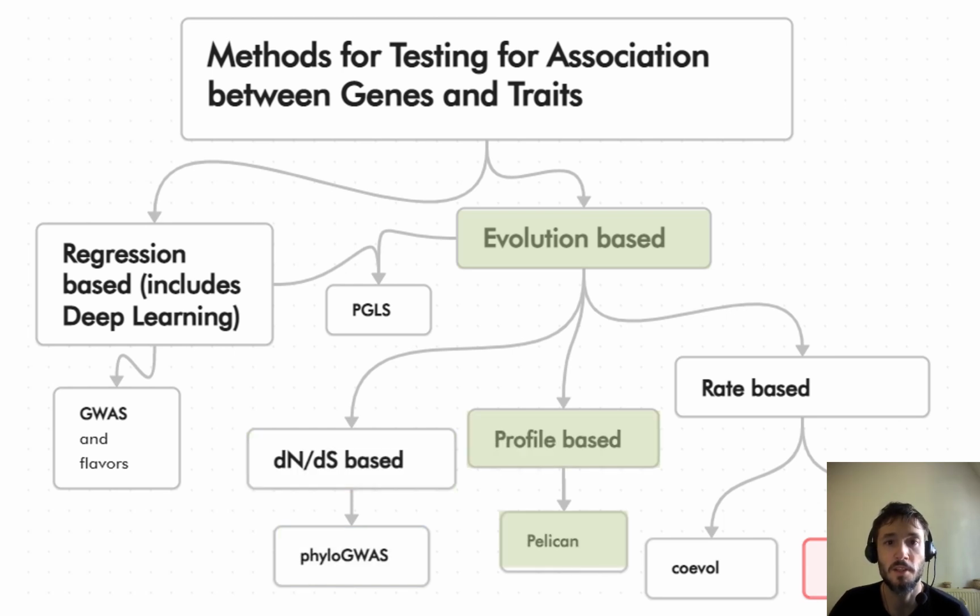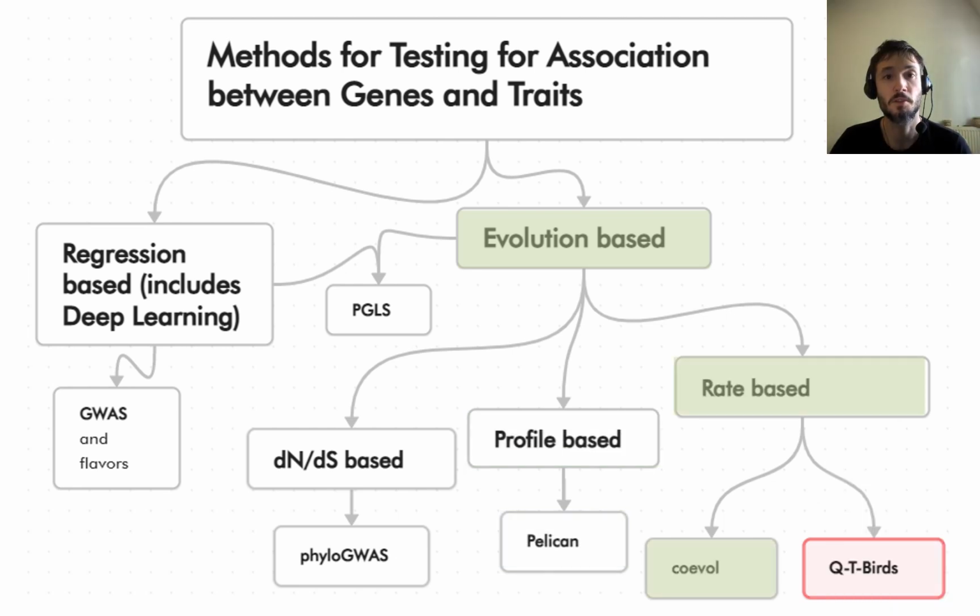Another family of methods are profile methods that take into account the direction of selection. In those methods, a fitness profile is used to represent the relative fitness of each amino acid at a given site. An example of a profile method is Pelican. A disadvantage of the profile method is that they operate site by site, the site being a single nucleotide, a codon, or an amino acid.